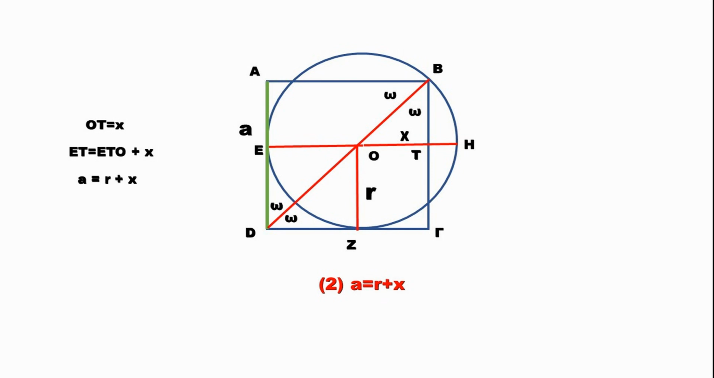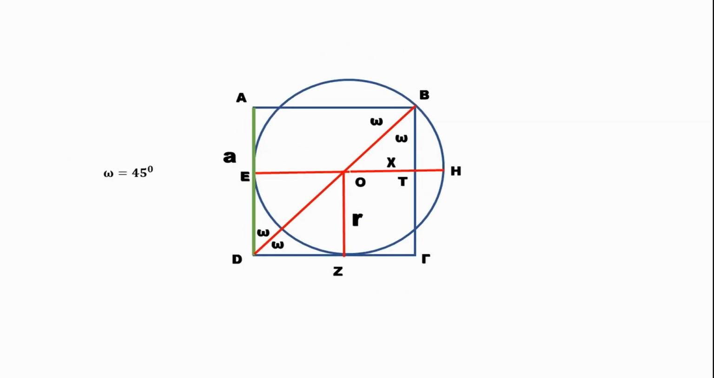An equality connection must exist between them. If we call OT equals X, then ET equals EO plus X, or A equals R plus X, which we call 2, A equals R plus X.